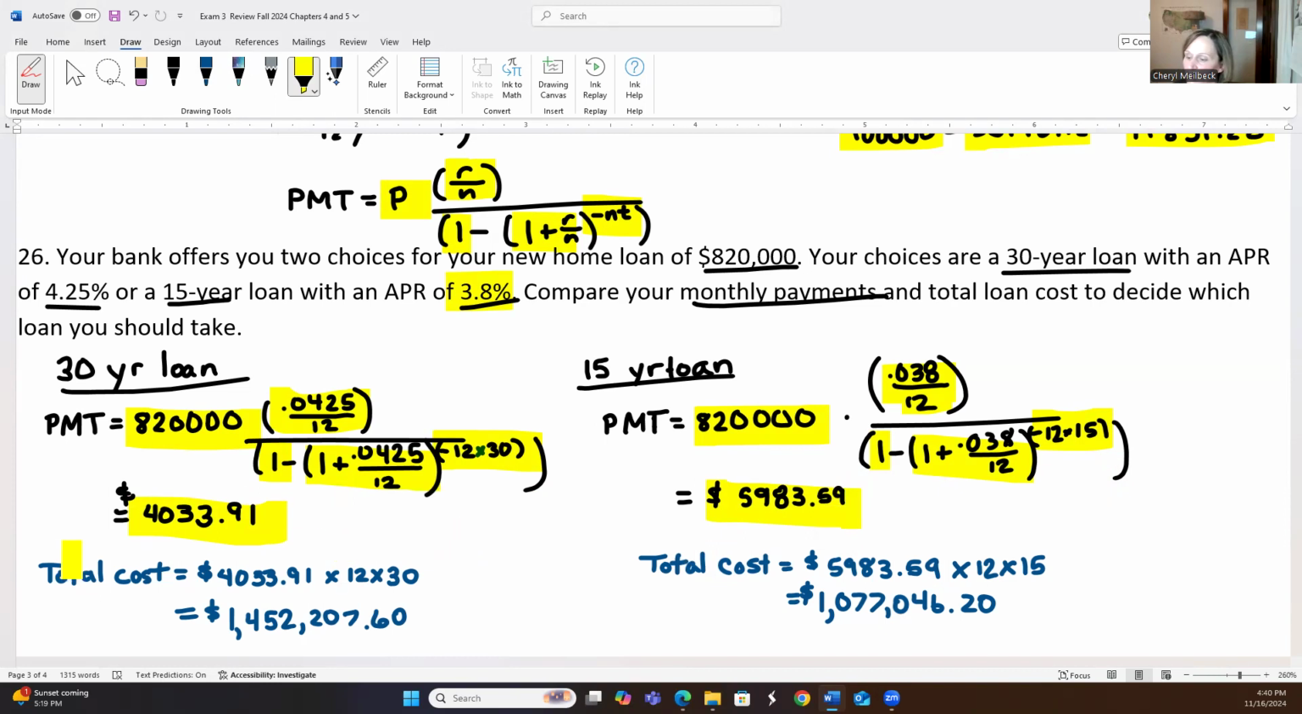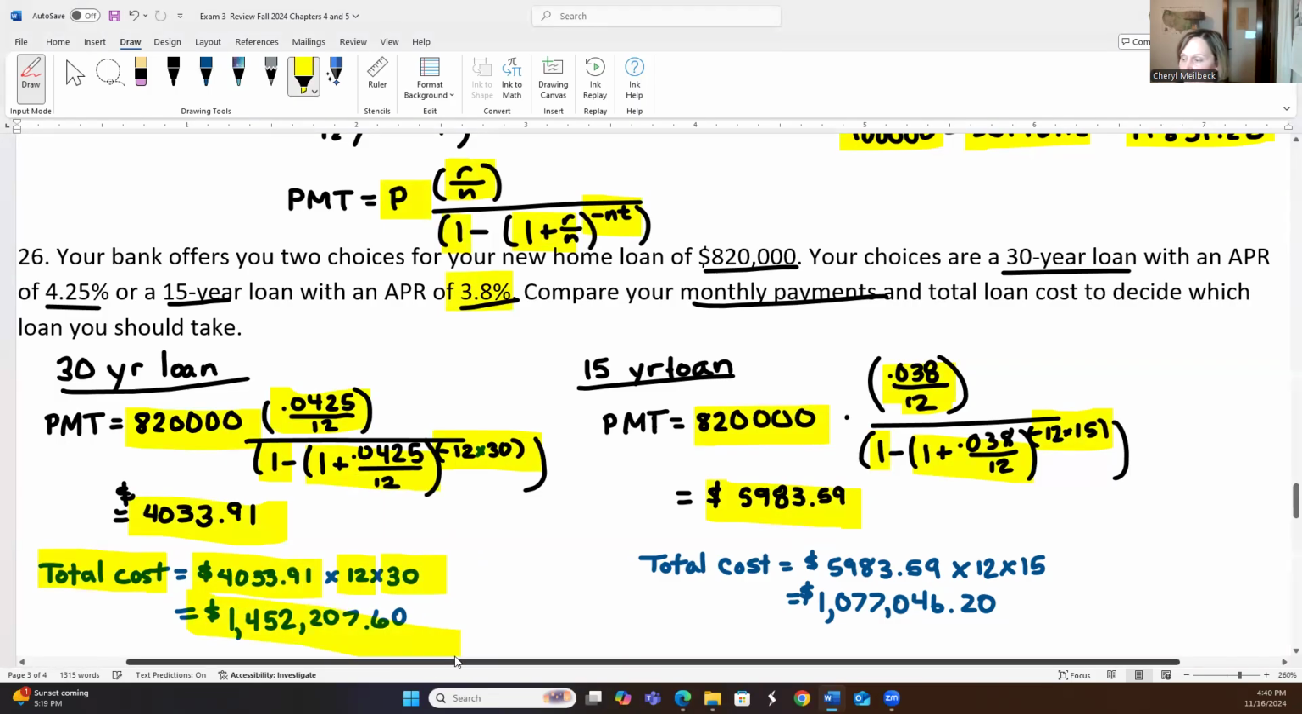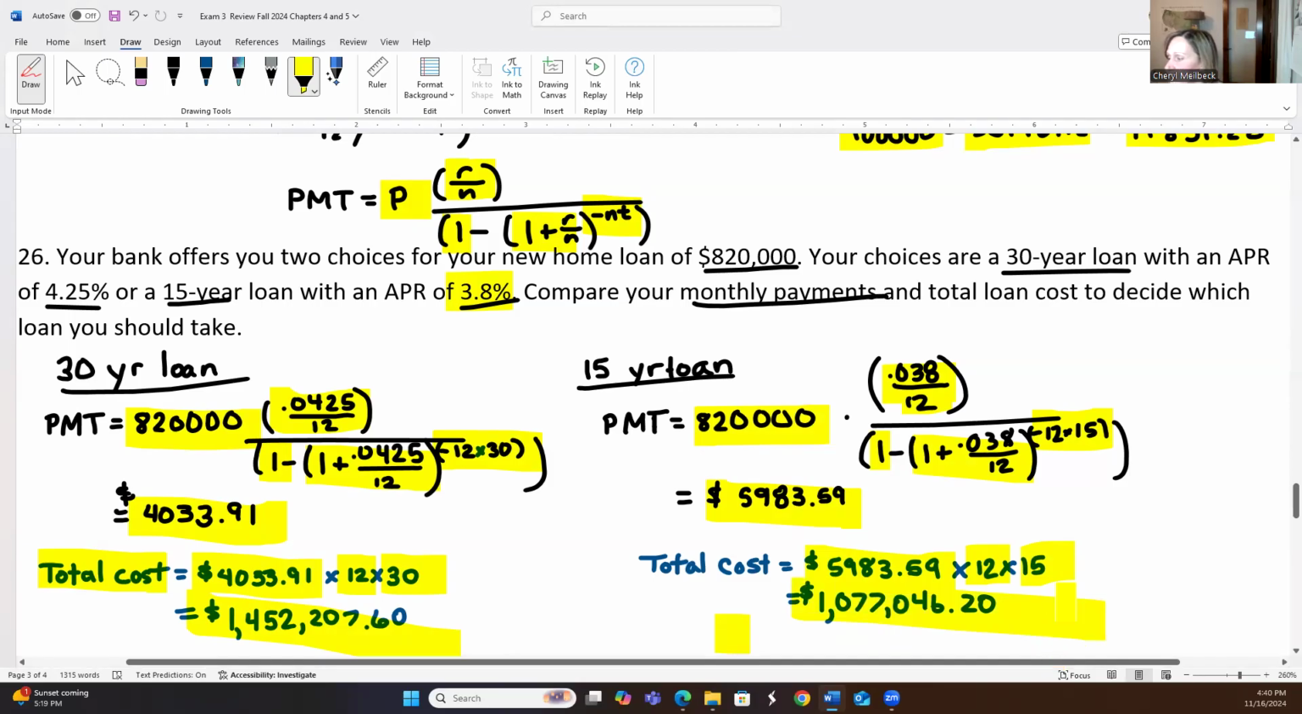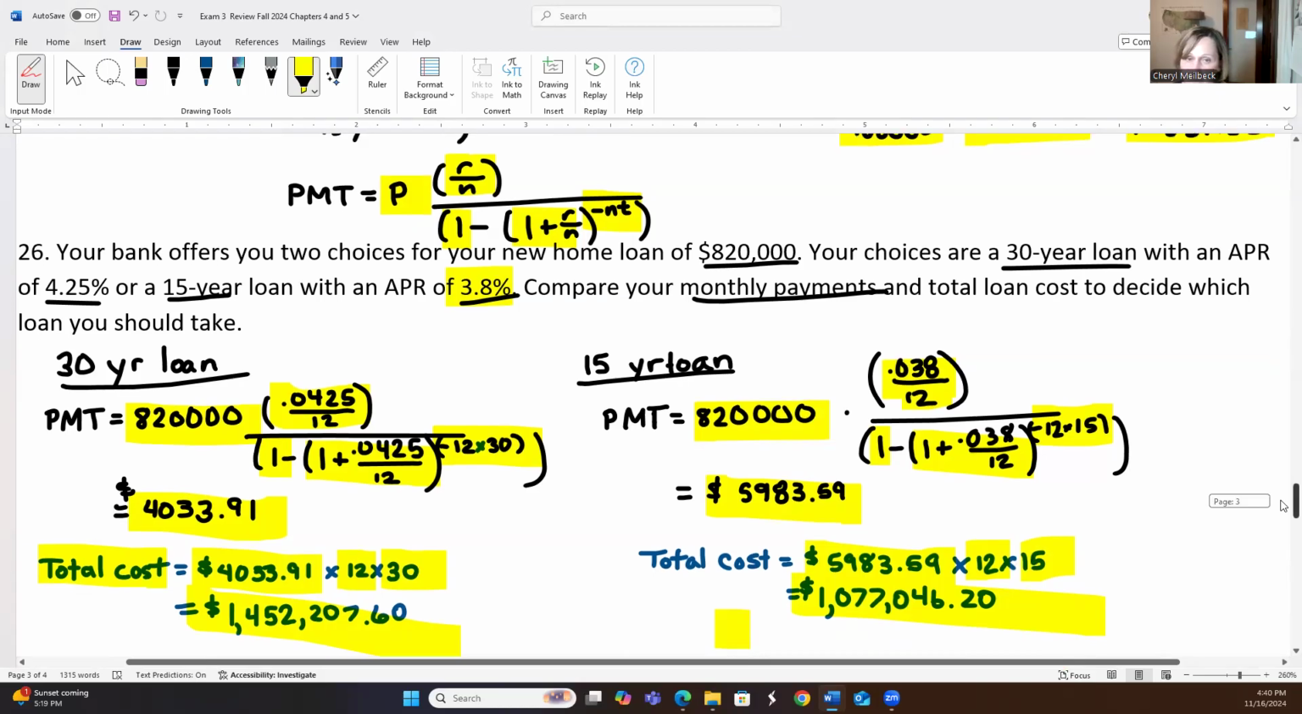But to find the total cost, you take your monthly payment times 12 payments per year times 30 years for your 30-year loan. And for your 15-year loan, you take your monthly payment times 12 times 15, because it's 15 years, and you get almost $400,000 less. So that's how the difference can add up between a 15-year loan and a 30-year loan.